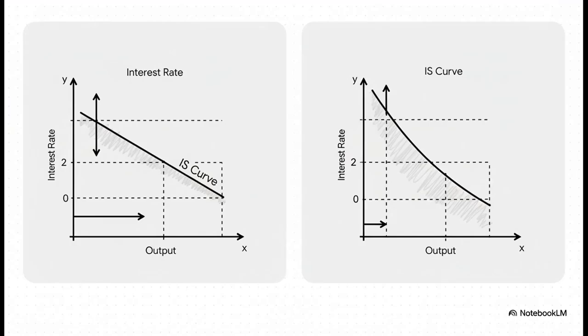Just look at this comparison. An economy with a flatter IS curve is super responsive. A tiny little cut in interest rates can cause a huge jump in output. But an economy with a steep curve, that's the opposite. You could slash rates and only see a small bump in activity. The slope really reveals how much bang for your buck a rate change is going to have.